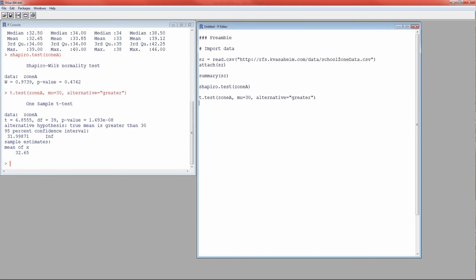Control R. P-value is 1.693 times 10 to the negative 8th. Because the p-value is less than alpha, we reject the null hypothesis. We conclude for zone A that the true average speed of people driving through there is indeed greater than 30 miles per hour.